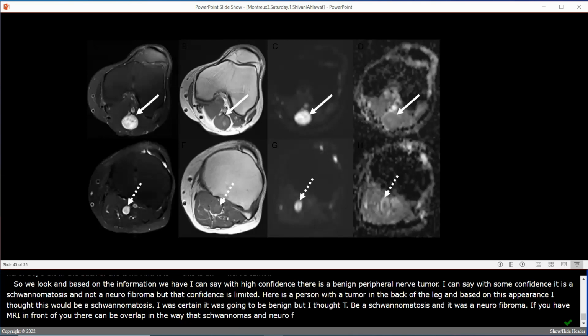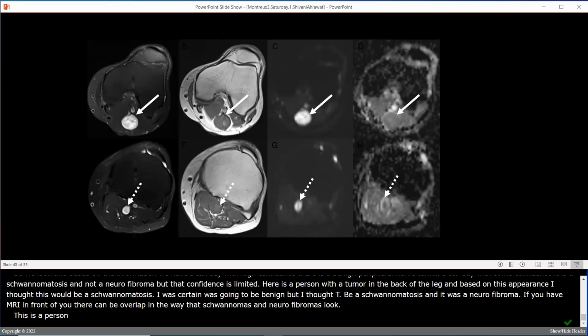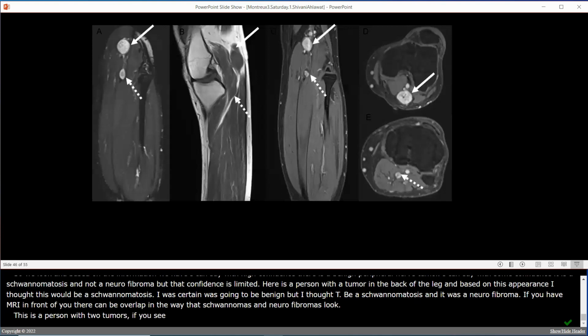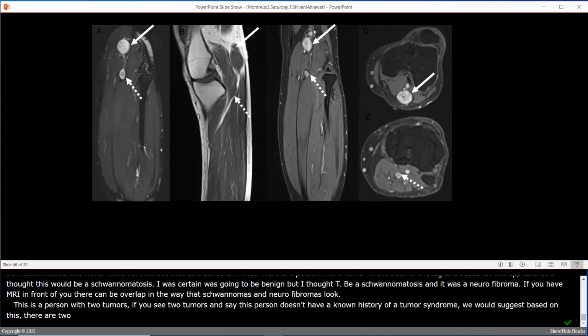This is another person whose legs, we see two tumors. If you happen to see two tumors and this person does not have a known history of a tumor syndrome, we would suggest, based on this, that there are two tumors, they look very similar, they're along the tibial nerve, this person probably has a tumor syndrome. We cannot say which tumor syndrome based on just some limited imaging of the legs, but we can suggest that there is a tumor syndrome.